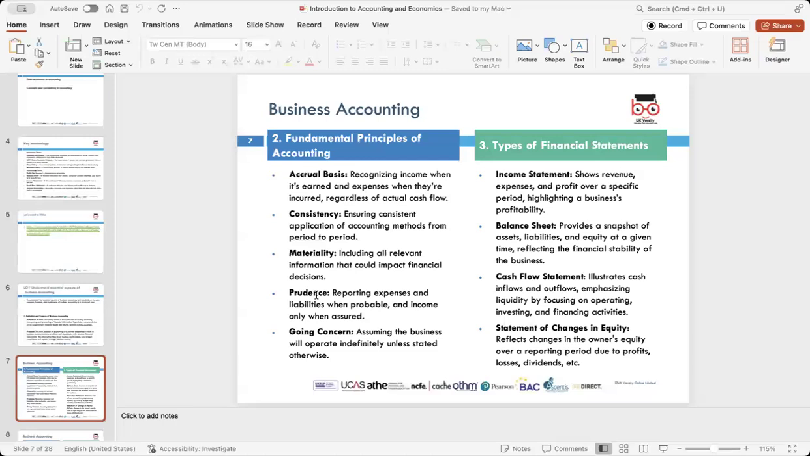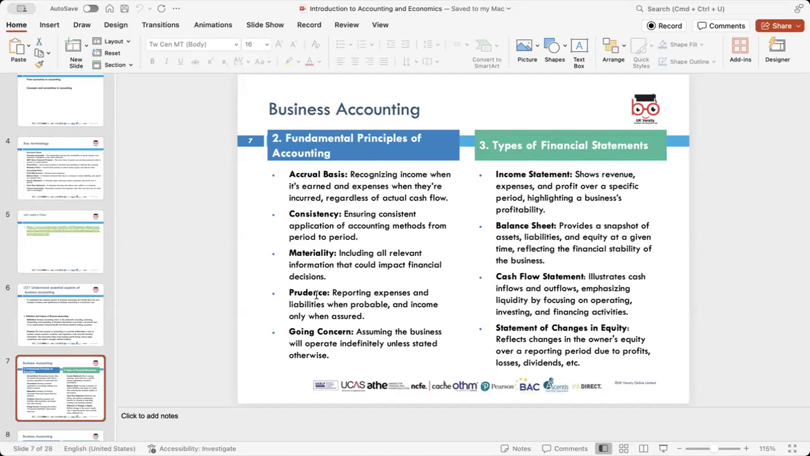Lastly, we have the going concern principle, which assumes that a business will continue to operate indefinitely unless there is clear evidence to the contrary. This principle justifies why companies record long-term assets and liabilities without assuming liquidation.